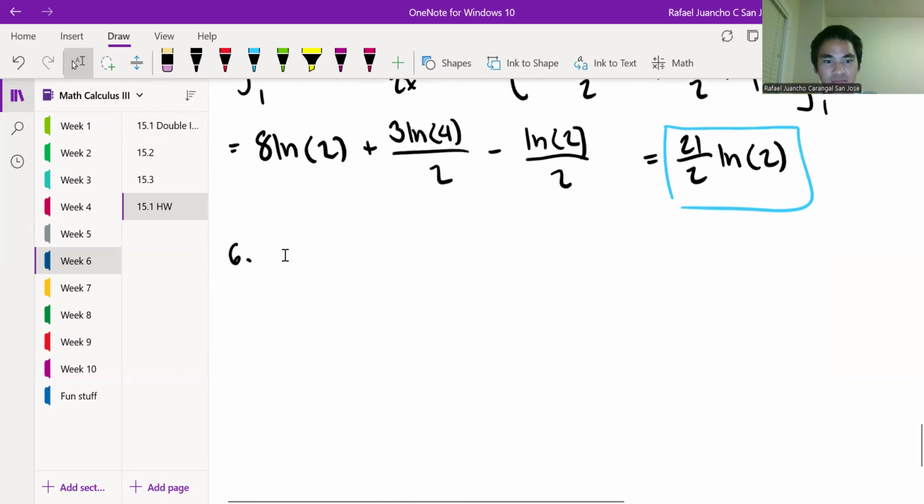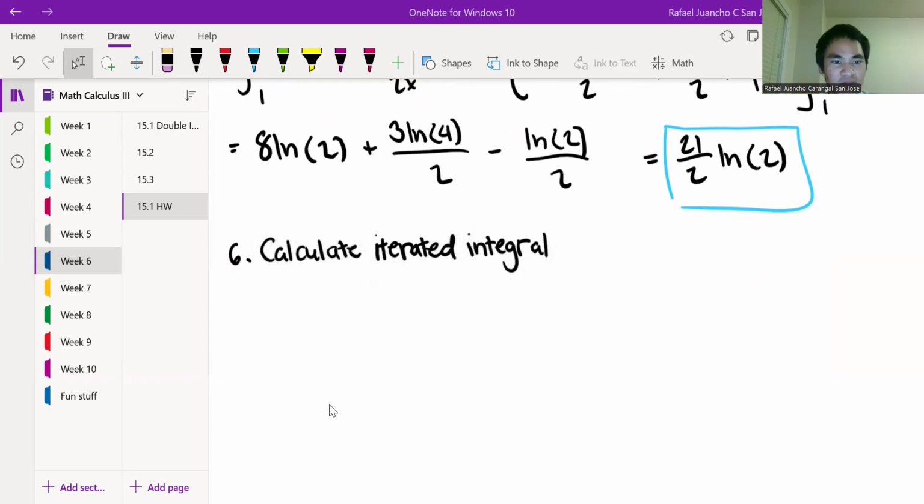Okay, another one. We have a double integral here. Volume of solid questions. Oh, it's mostly volume of solid questions. And then iterated integrals. Okay. 0, 1, 0, 1.